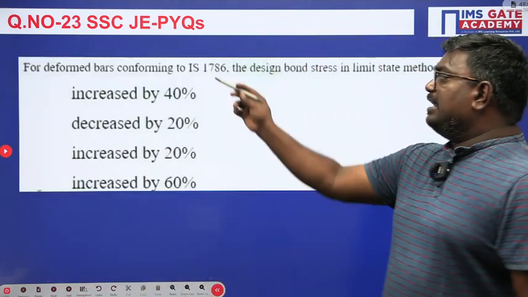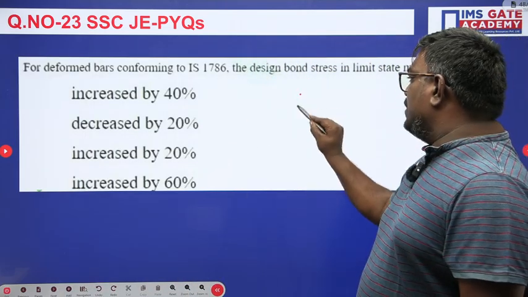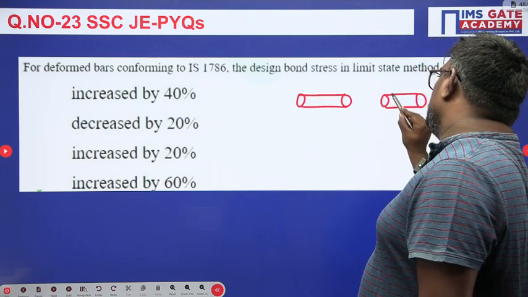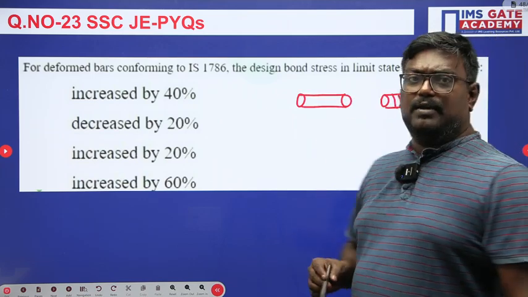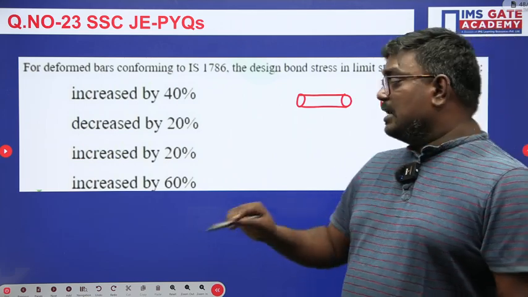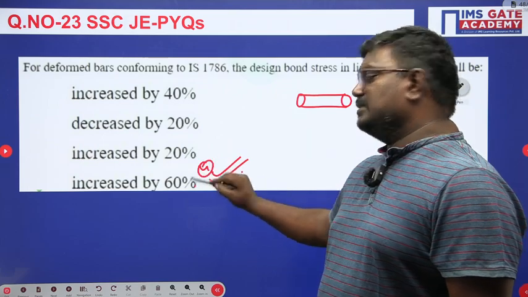Now, for deformed bars, the design bond stress is. Now see students, actually there will be bars which are plain and there will be bars which are deformed. In this case, definitely the bond strength will be increased, and as per the Indian Standard Code IS 456, the bond strength is increased by 60%. So option 4 is the right answer.